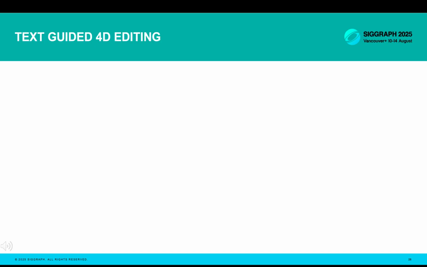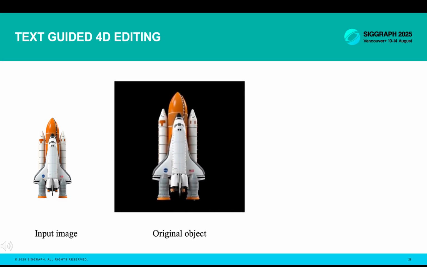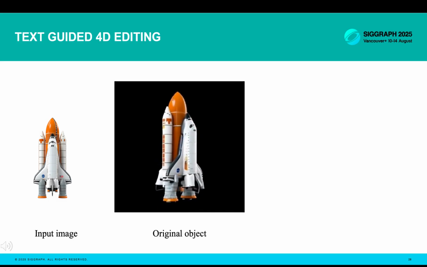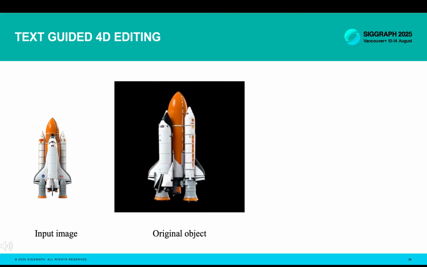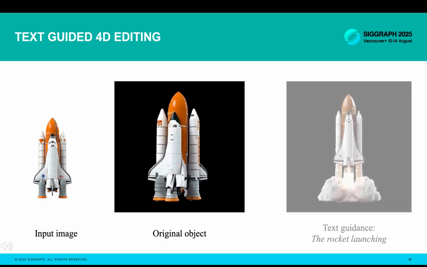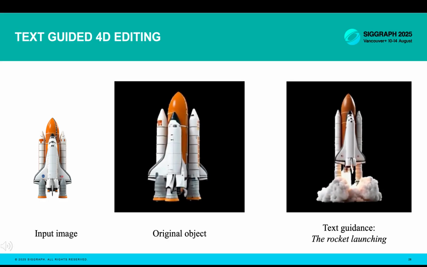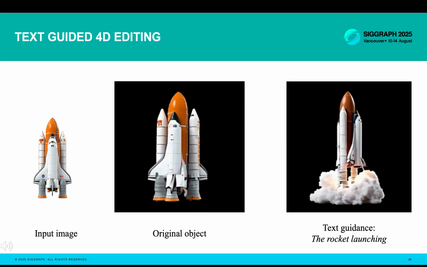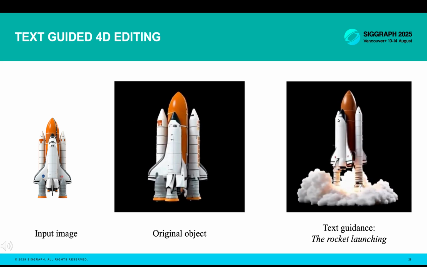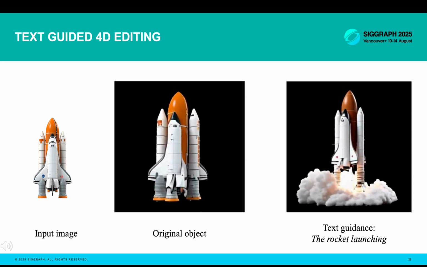Next, we demonstrate text-guided editing of 4D objects. In the first example, we begin by generating a 4D representation of a rocket using our image-to-4D pipeline from a static rocket image. Then, guided by the text prompt "the rocket launching," we generate a dynamic 4D object depicting the rocket taking off. The exhaust clouds beneath the rocket are clearly visible and rendered with high quality.